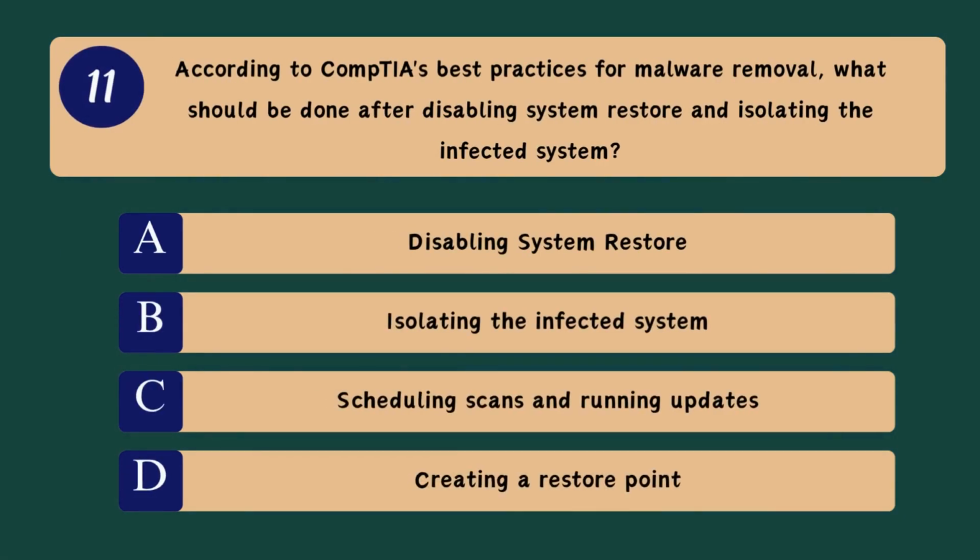Question 11. According to CompTIA A+'s best practices for malware removal, what should be done after disabling System Restore and isolating the infected system? A. Disabling System Restore. B. Isolating the infected system. C. Scheduling scans and running updates. D. Creating a restore point. Correct answer: C. Scheduling scans and running updates.